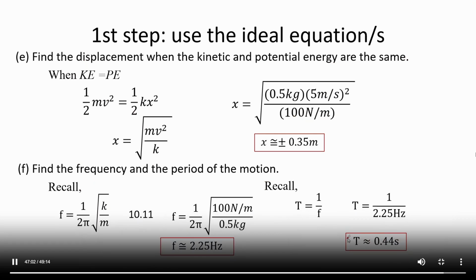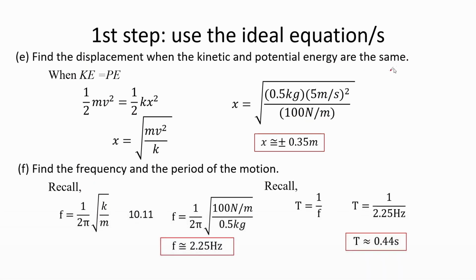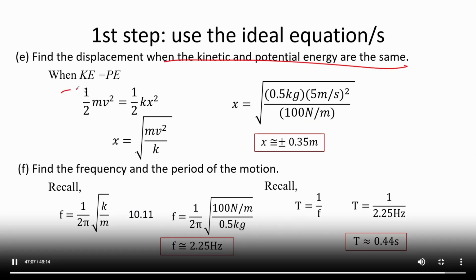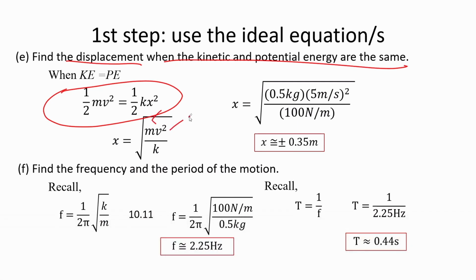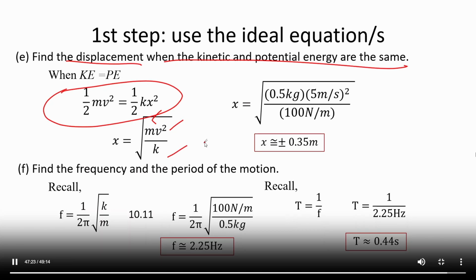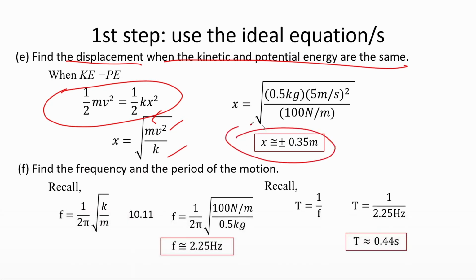Letter E, find the displacement when the kinetic and potential energy are the same. When the kinetic and potential energy are the same, you have this expression, so the displacement x is equal to the square root of m v squared over k. Substituting the mass, the initial velocity, and dividing by k, the spring constant, x gives you this.